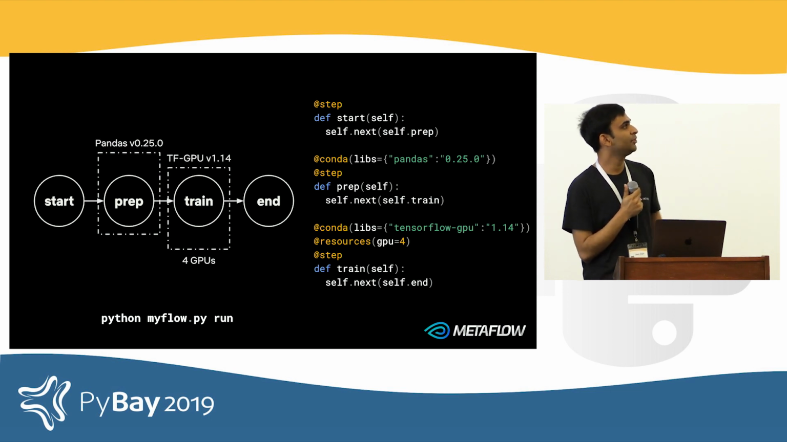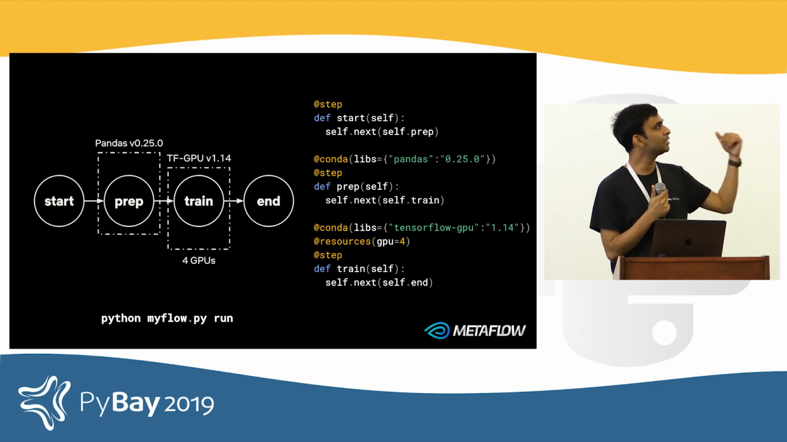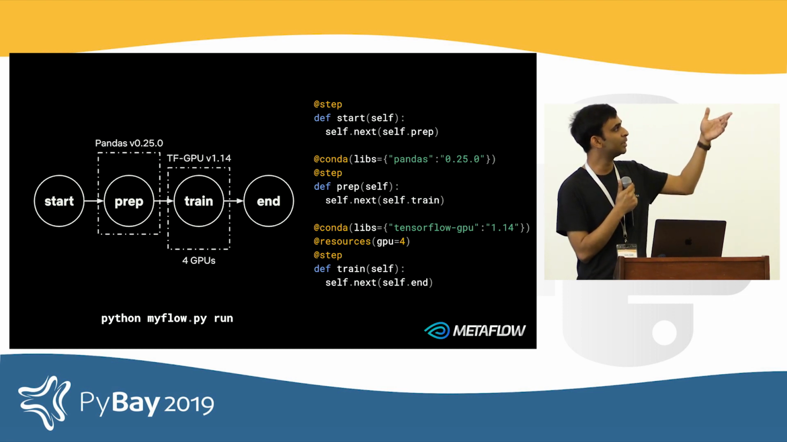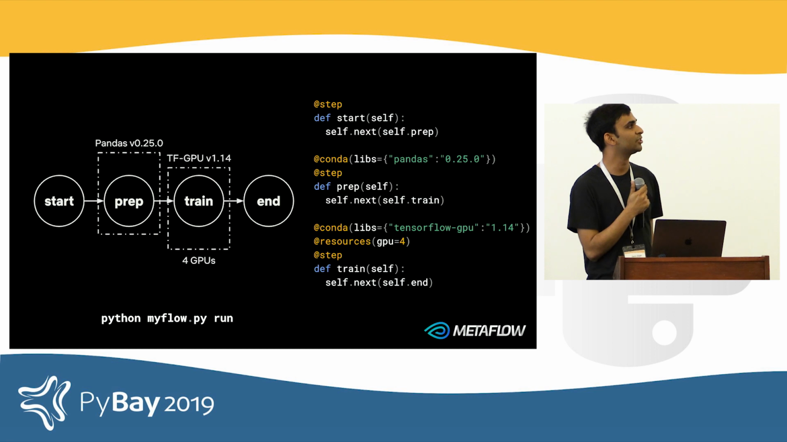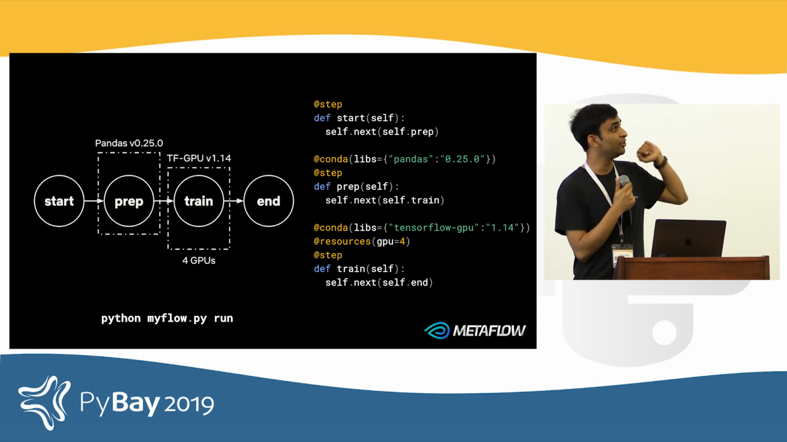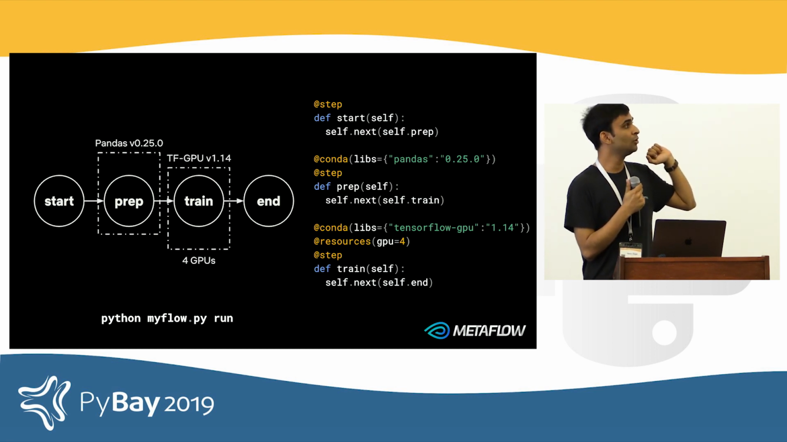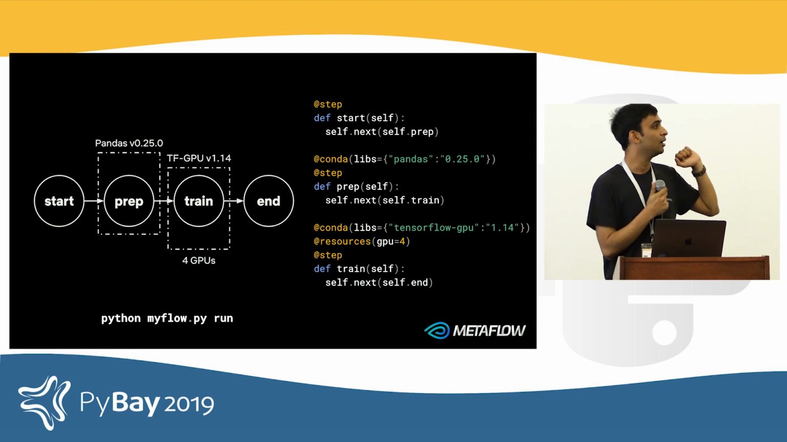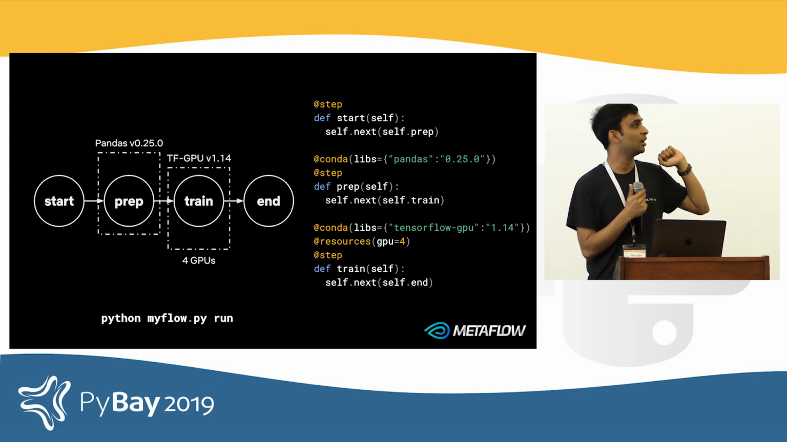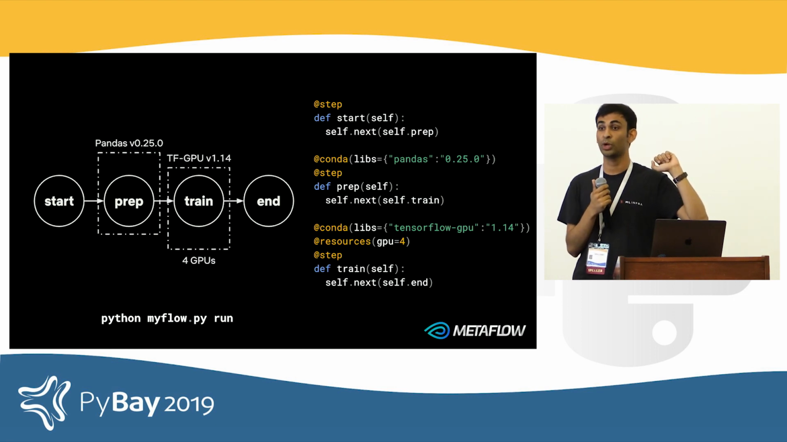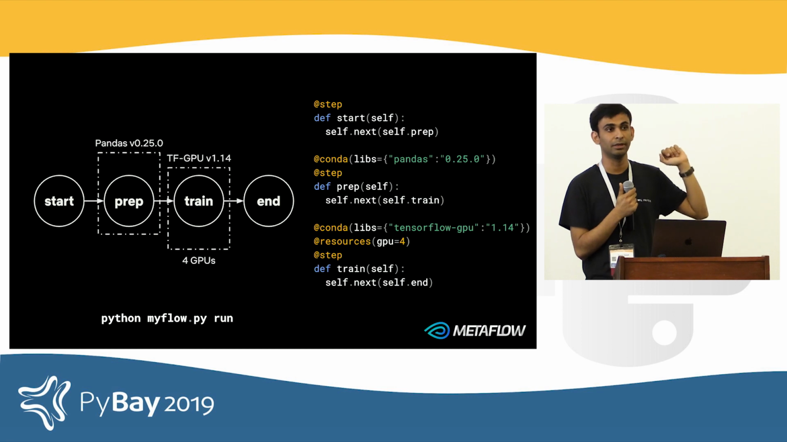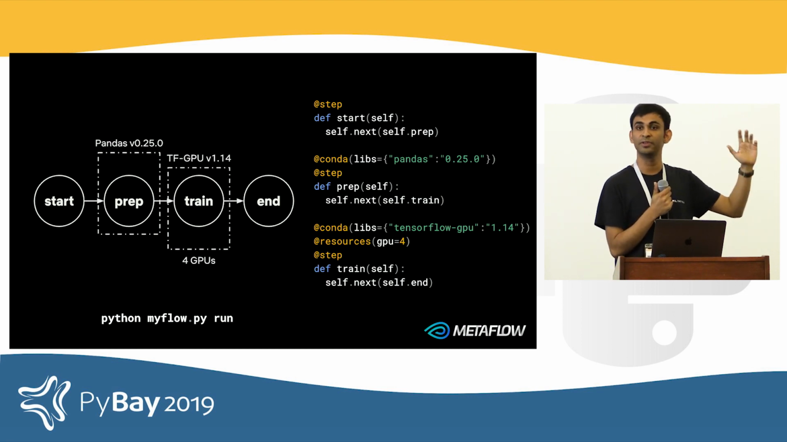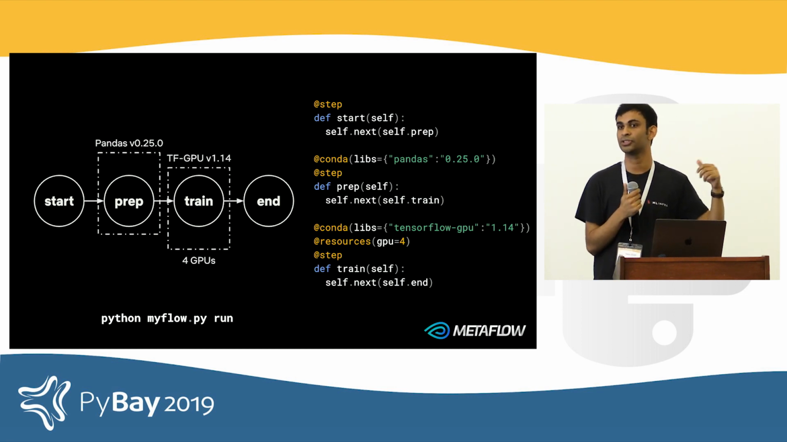So in this example, you can see that we have 4 different steps. The workflow starts at start, we prep some data, train a model, and then we finish. The prep step essentially runs on the user's instance with no other dependency except for pandas 0.25. The train step runs with no other dependency except for TensorFlow GPU, the specific version being 1.14. And it runs on an instance that is hosted on the cloud with 4 GPUs, and then we bring back the results to the user's instance.